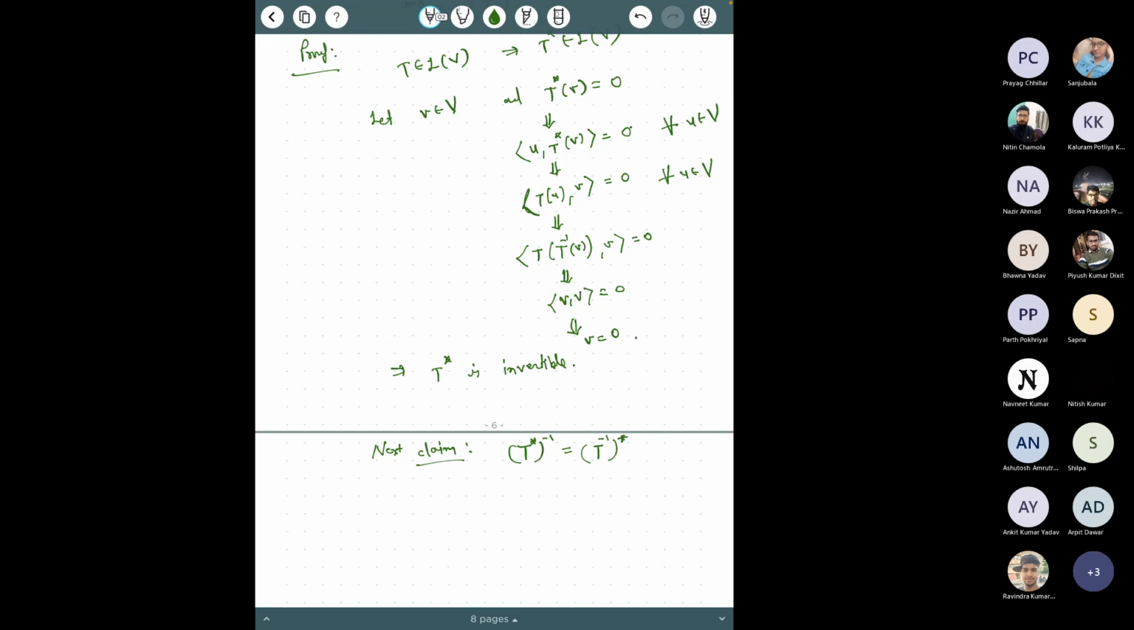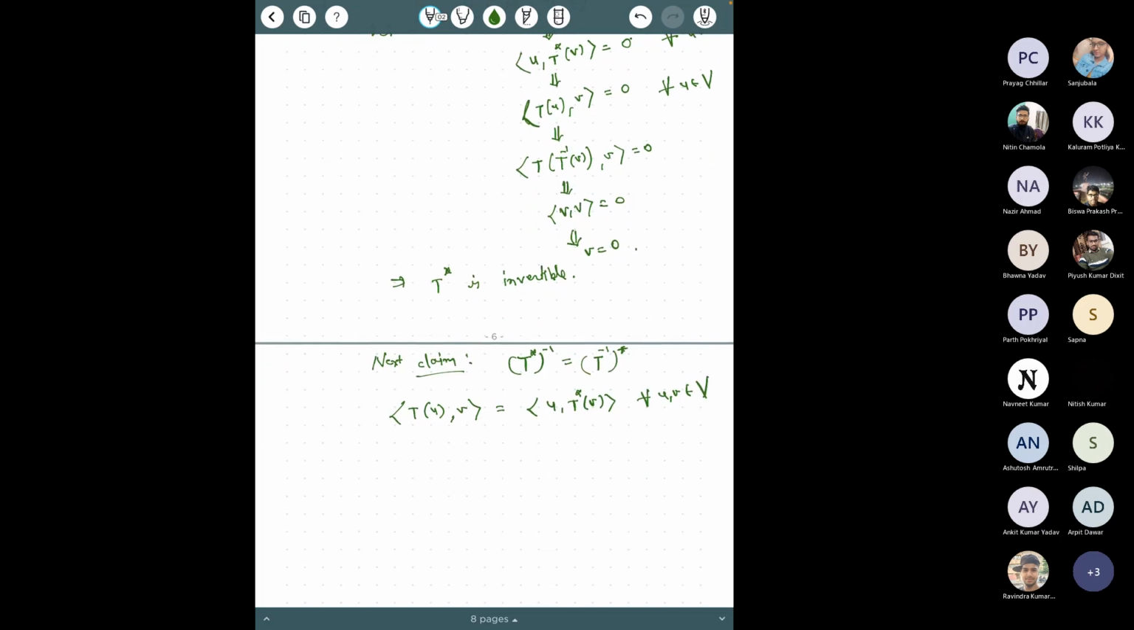Okay. Now, since T star is the adjoint, it satisfies the property that the inner product of T(U) and V is equal to the inner product of U and T star(V), for all U, V in V. This we know, right? So what I'm trying to prove is that if I want to show that the inverse of T star is this one, then I should be able to show that T star multiplied by this T inverse star should be identity, right? If I want to say that this quantity here is an inverse of these, then I should be able to show that this is true.